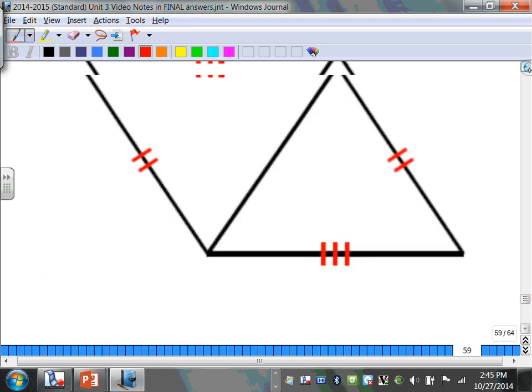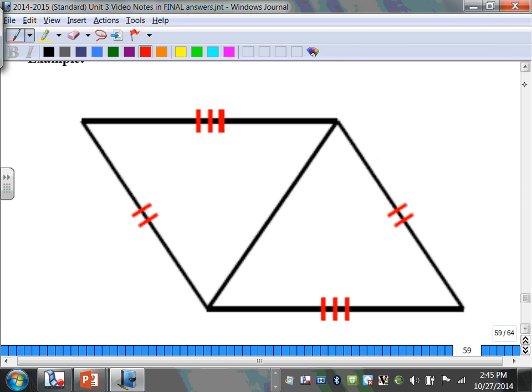Let me get you an example. So in this example here, there's a freebie there. You've got 10 seconds to find and mark the freebie.